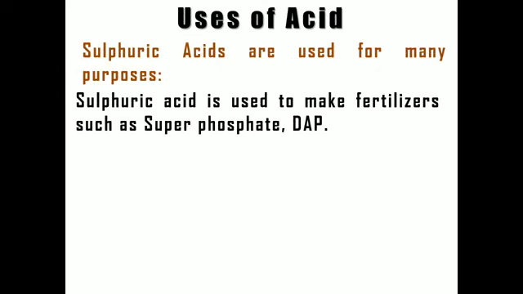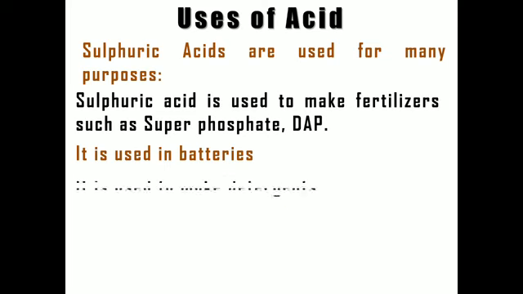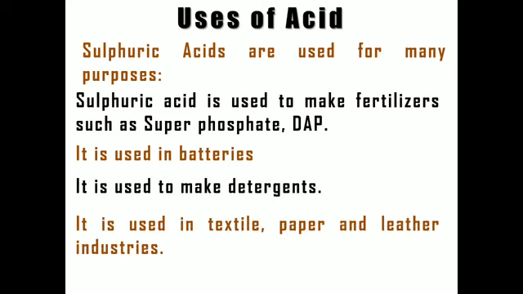Sulfuric acid is used to make fertilizers like DAP and superphosphate. This is a use of sulfuric acid. And remember, it is used in batteries also, like car batteries and inverter batteries. Similarly, sulfuric acid can be used to make detergents also. And yes, it is used in the textile industry, paper industry, and leather industries also.